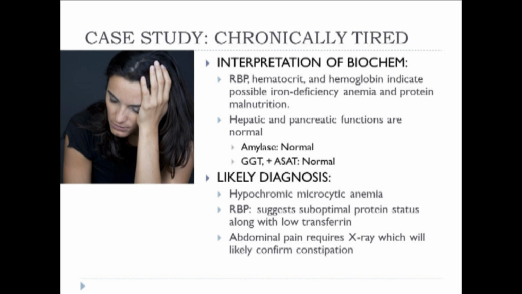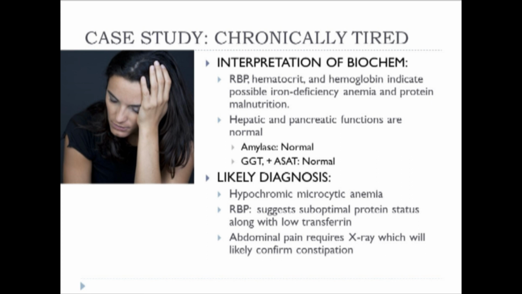Additionally, the interpretation of the biochemistry. So the retinol binding protein, the RBP, the hematocrit, and the hemoglobin indicate a possible iron deficiency anemia and a protein malnutrition. Indeed, a low retinol binding protein in the absence of a retinol or vitamin A deficiency is really symbolic of a protein deficiency. Additionally, the low hematocrit and hemoglobin actually indicate an iron deficiency anemia.